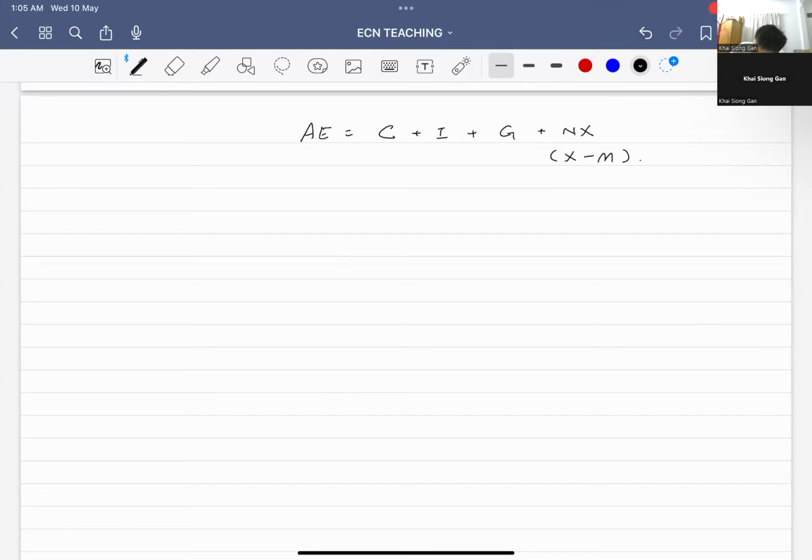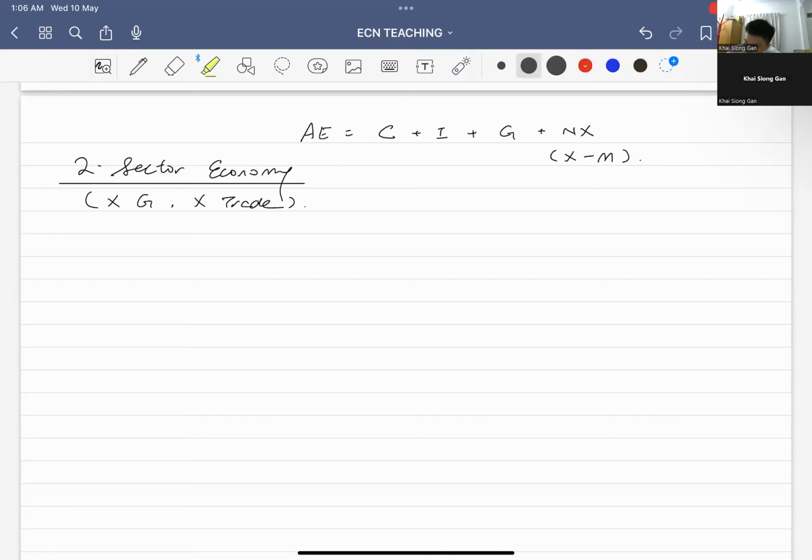So in the first scenario, the two-sector economy, we are referring to an economy in which there is no government and no international trade. So it is a closed economy, in which there's no government spending and no international trade. Therefore, in a two-sector economy, we will only have two components, which are consumption and investments only. So I can write my aggregate expenditure for a two-sector economy as aggregate expenditure equals consumption plus investments.